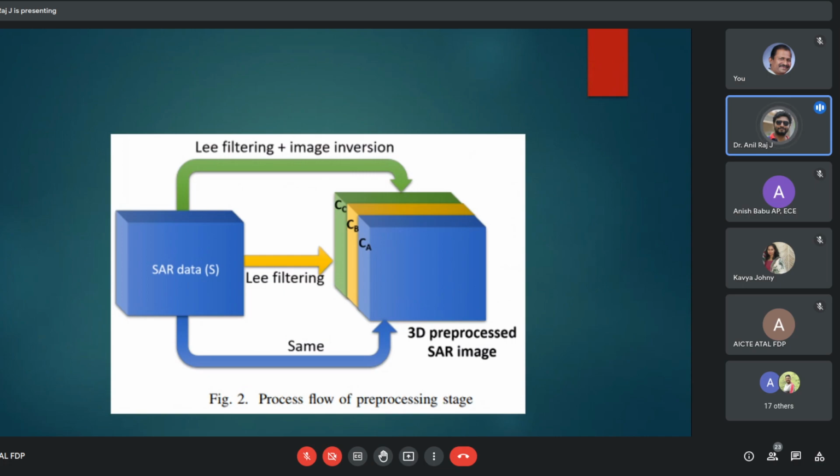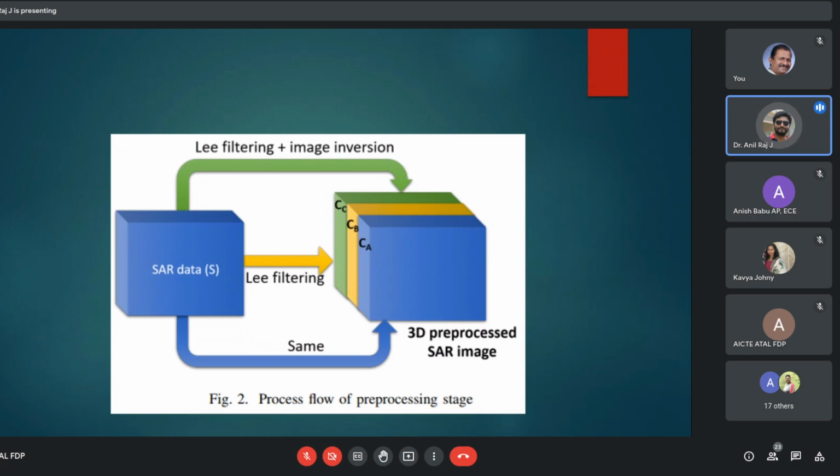Lee filtering is a famous filtering technique to reduce the speckle of SAR data. Not only SAR data, but also speckle noise in other images, like X-ray scanned images and lidar scan images. For these images, all the applications of Lee filtering reported very good accuracies. So that's why we have used the Lee filter as a speckle removing agent in this preprocessing stage.